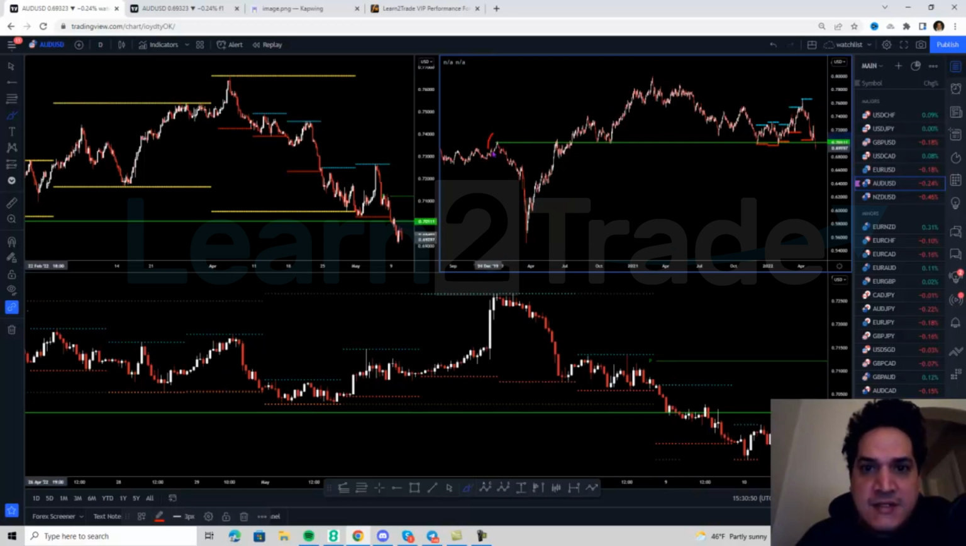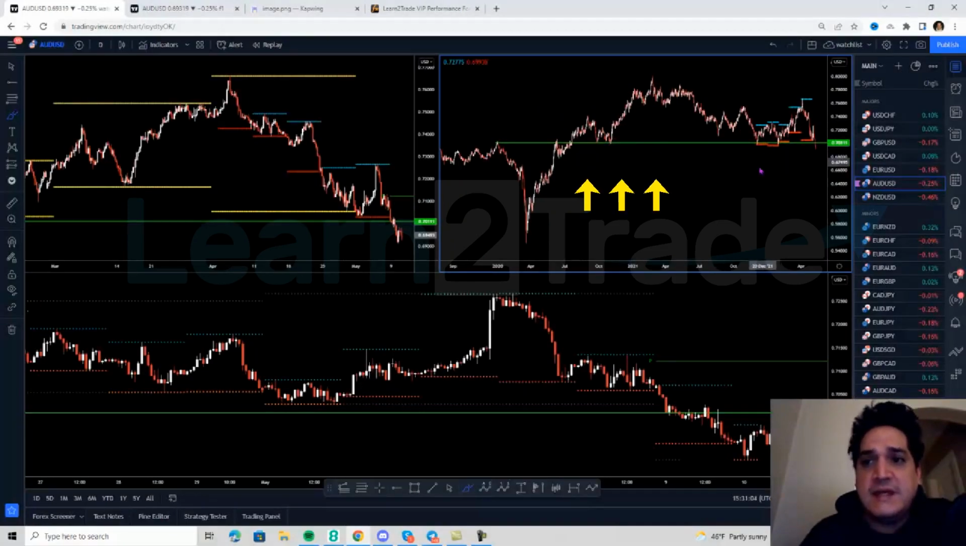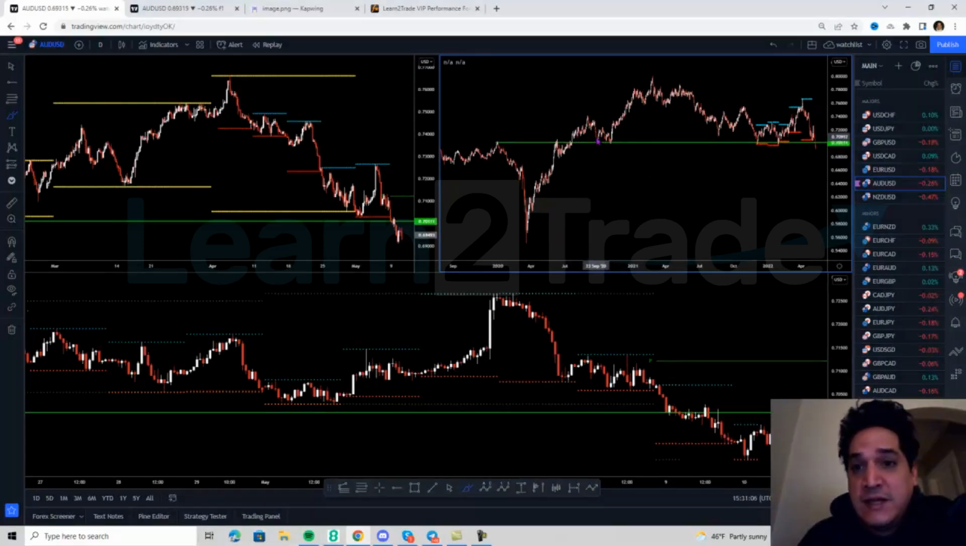right? So this is a massive, massive key level on the daily, right? Which price has retested as support, which means that big buyers were placed in here about exactly 1, 2, 3, and 4 times since September 2020, right?